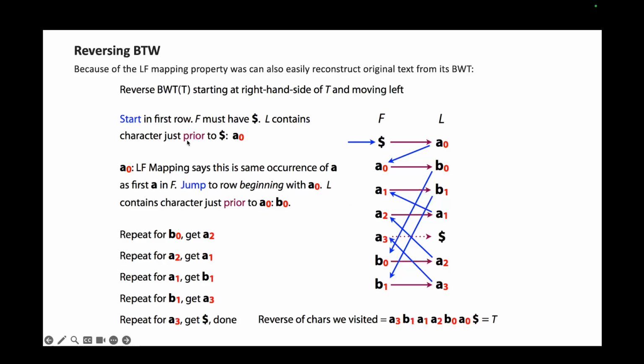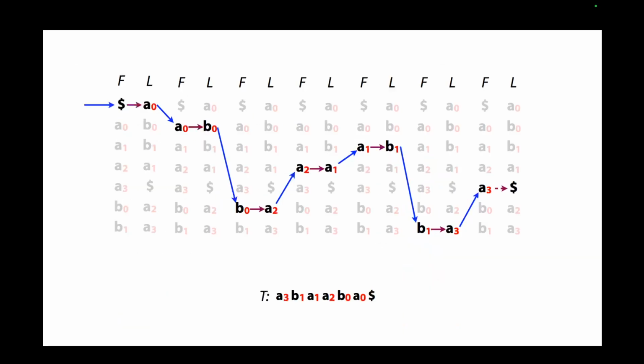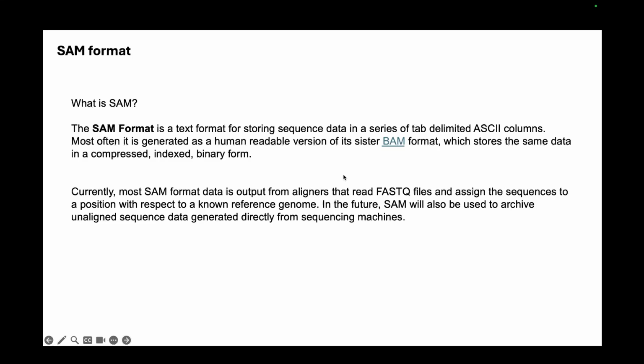So start in the first row. F must have the dollar sign. L contains the character just prior to the dollar, which is A0. And then you can do it for all the characters there, and you get the whole string back. So this is how it works, right? A0, where is the next A0, then B0, where is the next B0, then A2, where is the next A2, right? Like this.